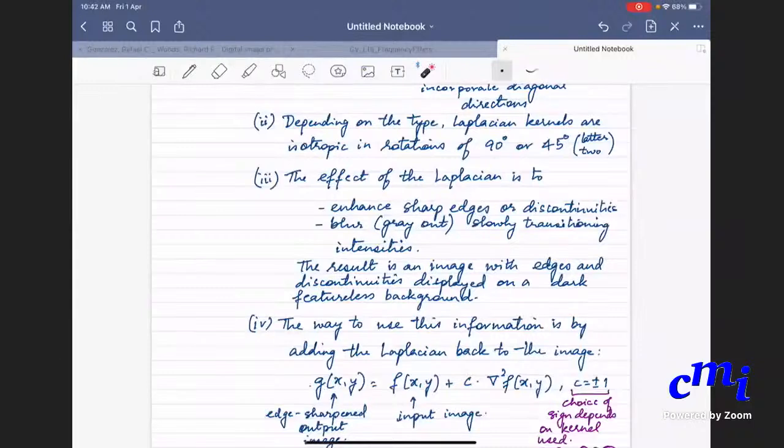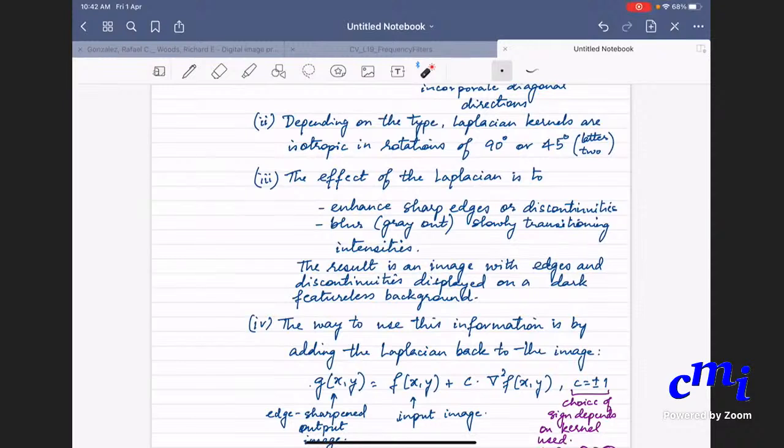So that is the effect of the Laplacian. If you display the resulting array as an image, that image is not most useful, because everything else has darkened. The way to use the Laplacian is to add it back to the original image, because by adding it back, the edges and discontinuities will look sharper in the original image.